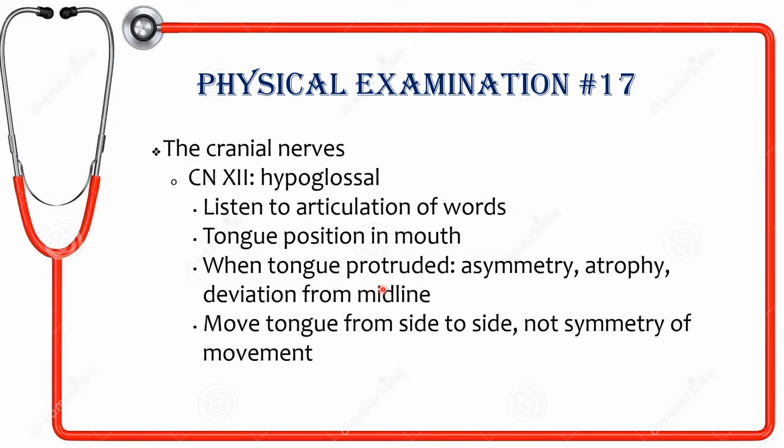Some cursory, riskless movements are often seen in a normal tongue. When the tongue is protruded, you have to check for asymmetry, atrophy, or deviation from the midline. And then you have to move the tongue from side to side and check for asymmetric movement.